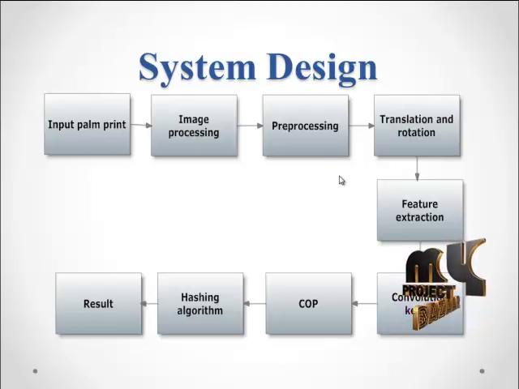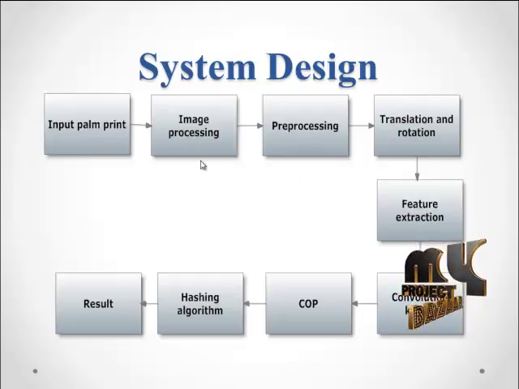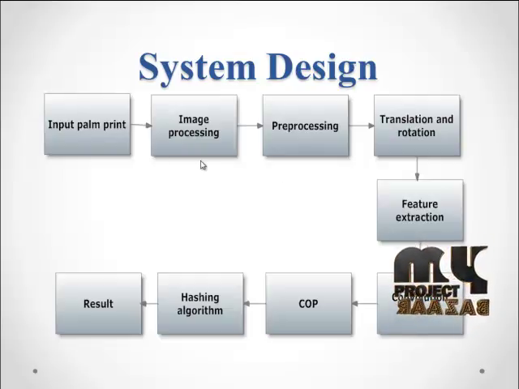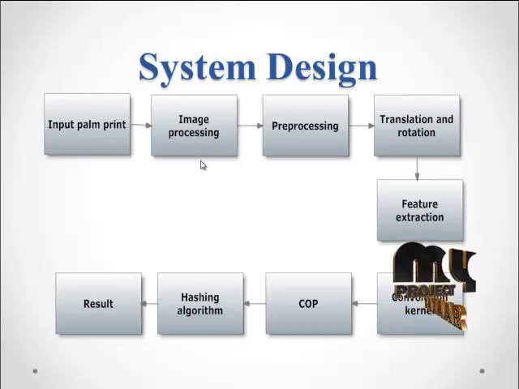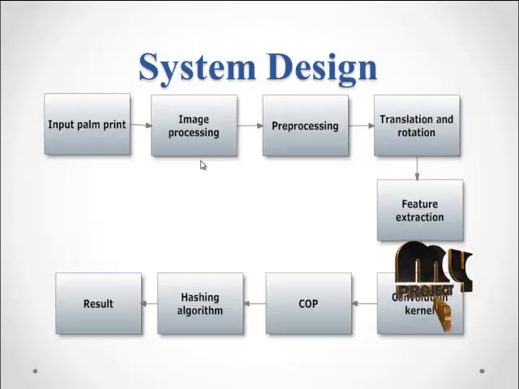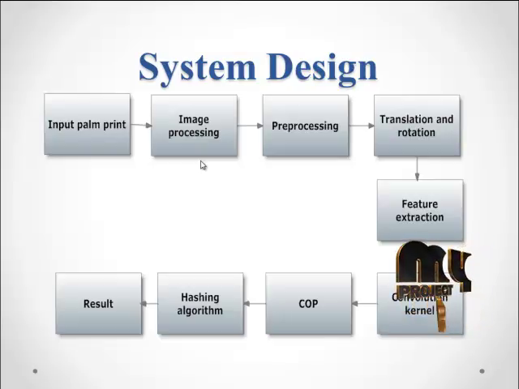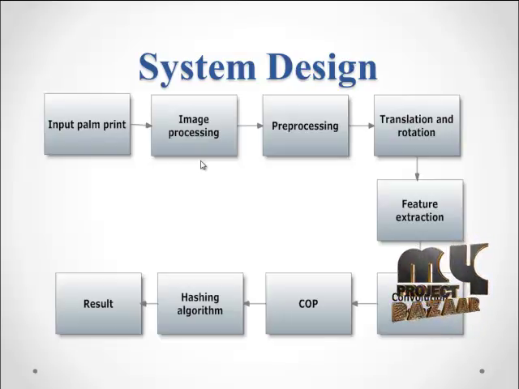The query palm print is processed using MATLAB. Initially, the given input palm print is pre-processed. In the pre-processing stage, noise removal is performed. For noise removal, we are using filtering. Then translation and rotation are performed on the filtered palm print, and then the feature extraction methods are applied. The feature extraction methods are based on convolution kernel and COP methods.